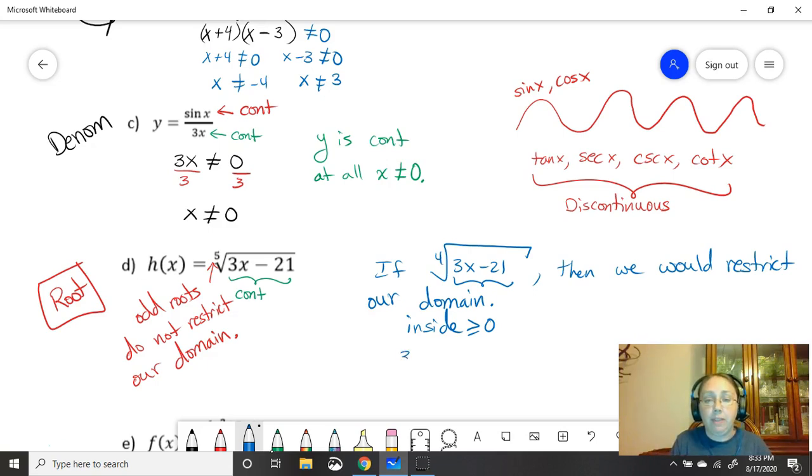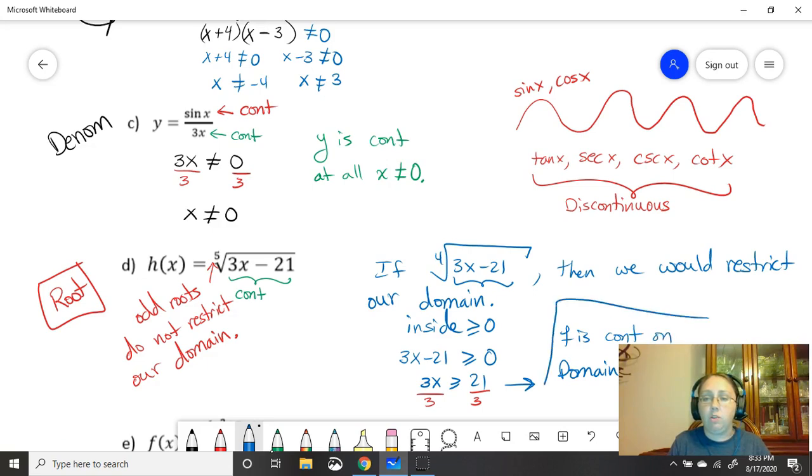So what you would do in this case is you would take the inside, set it greater than or equal to 0, and you're solving for what x is allowed to be. So bring your 21 around, so that's positive, divide by the 3, and we find that our new domain is x is greater than or equal to 21 divided by 3, so 7. So f is continuous on our domain we found.